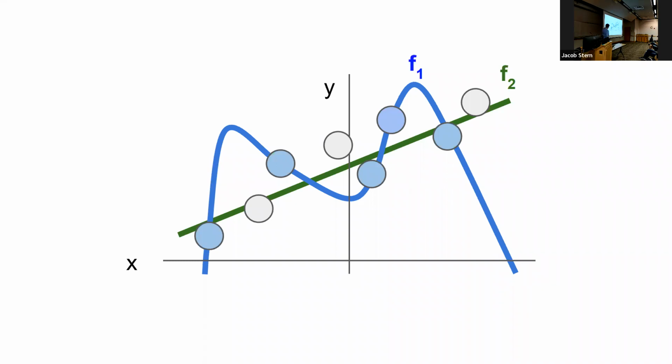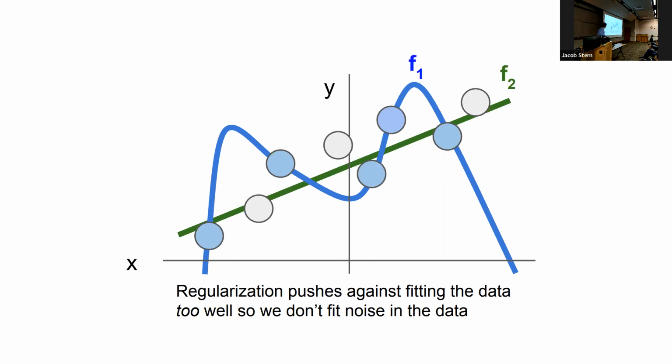Okay, so we were talking about how if you are overfitting to your training data, that can cause poor performance on your test data. And if you are familiar with machine learning, this should be a familiar problem to you. So regularization pushes against this effect where the blue curve fits our training data too well.